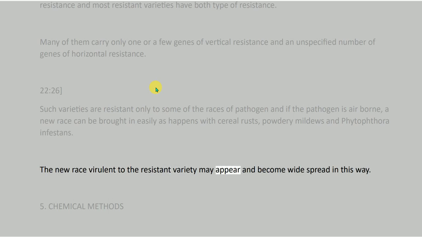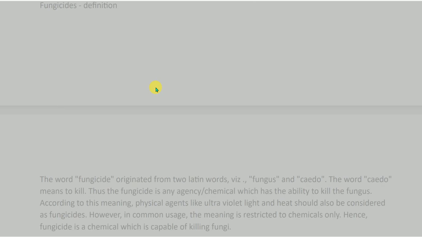Chemical methods. Fungicides. Definition. The word fungicide originated from two Latin words, fungus and cida. The word cida means to kill. Thus the fungicide is any agency or chemical which has the ability to kill the fungus. According to this meaning, physical agents like ultraviolet light and heat should also be considered as fungicides. However, in common usage, the meaning is restricted to chemicals only. Hence, fungicide is a chemical which is capable of killing fungi.